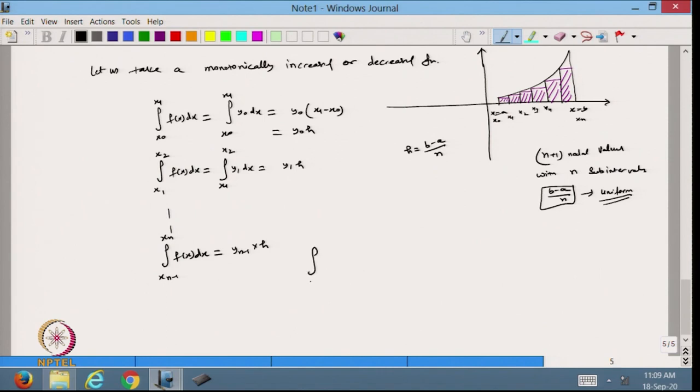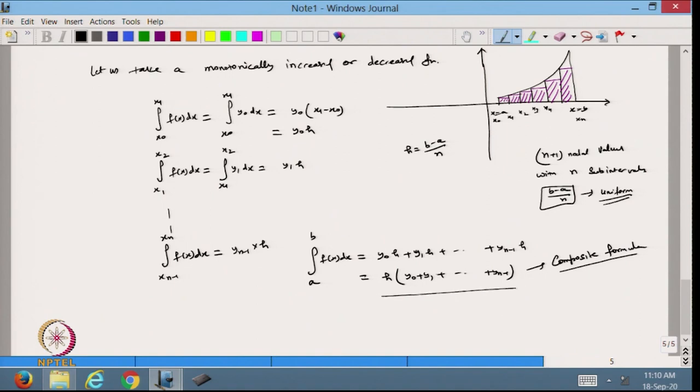So, if I want to find the integral from a to b of this function, then we can add together. So, this will be equal to y 0 h plus y 1 h up to y n minus 1 h. I can take the common h. So, this will be h times y 0 plus y 1 up to y n minus 1. So, this is what I am doing, and this is called the composite formula, because we are dividing the domain and then adding together. So, this is the value of the integration.